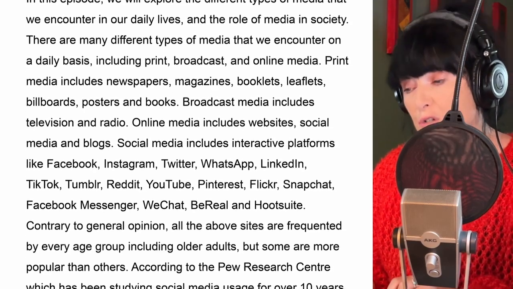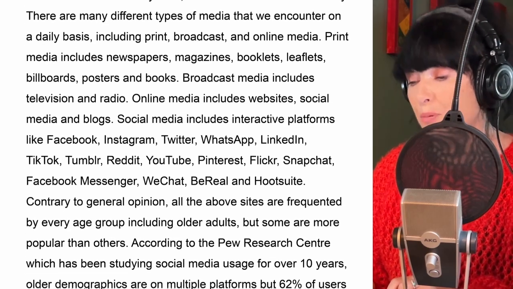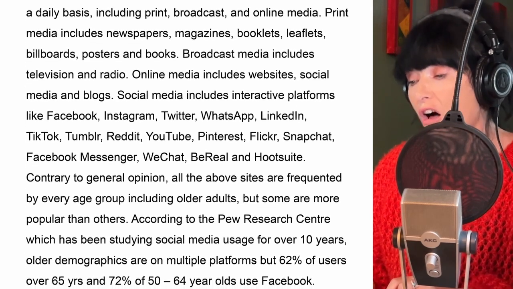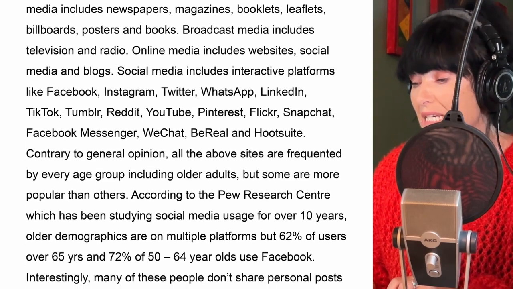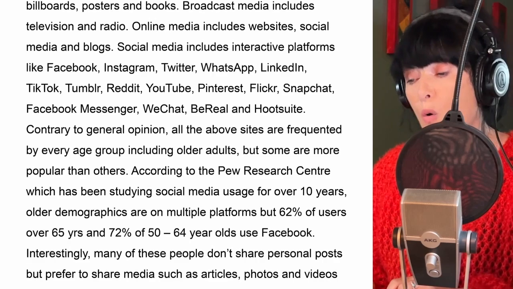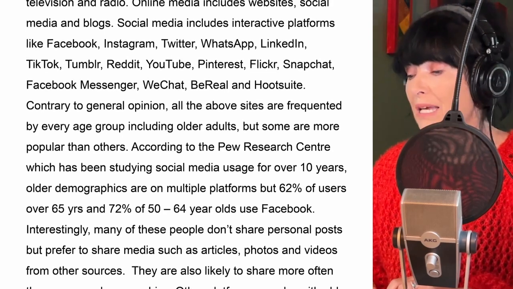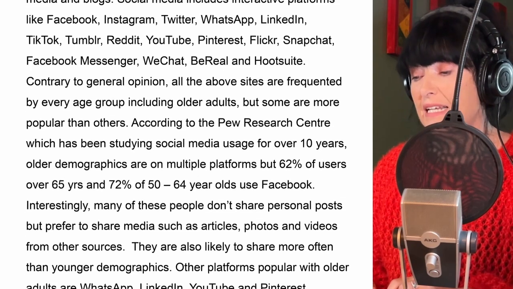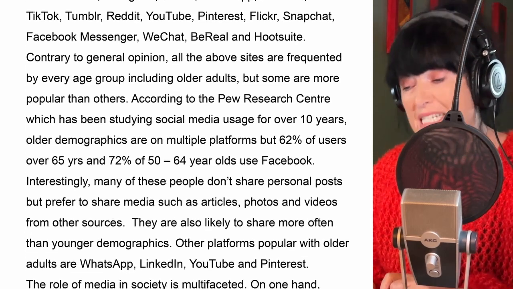Print media includes newspapers, magazines, booklets, leaflets, billboards, posters, and books. Broadcast media includes television and radio. Online media includes websites, social media, and blogs. Social media includes interactive platforms like Facebook, Instagram, Twitter, WhatsApp, LinkedIn, TikTok, Tumblr, Reddit, YouTube, Pinterest, Flixer, Snapchat, Facebook Messenger, WeChat, BeReal, and Hootsuite. So where are older adults inhabiting the online world?